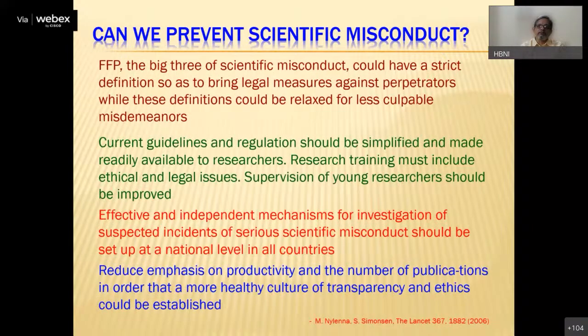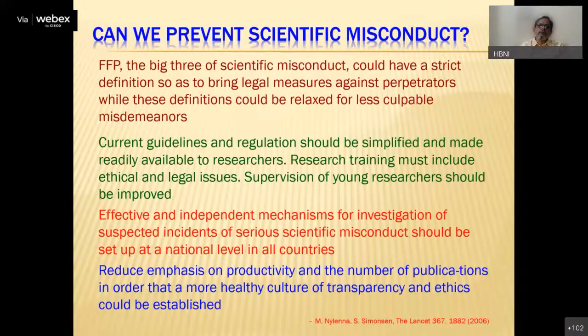Then we have this big three frauds, that is fabrication, falsification, and plagiarism. They should have a very strict definition so that whoever indulges in these kinds of misconduct can be acted upon even legally. While for less culpable misdemeanors, like misinterpretation, for example, you need not have a very stringent penalty, but even something like a warning should be fairly enough, depending, of course, on the amount of consequence it has generated.